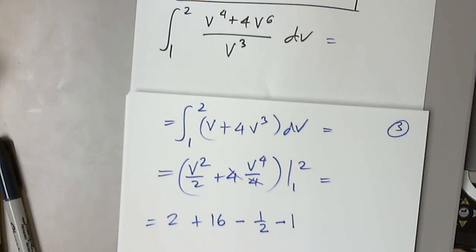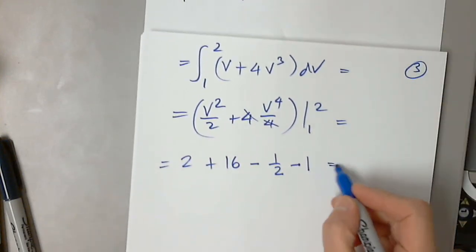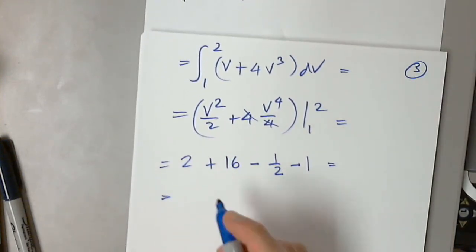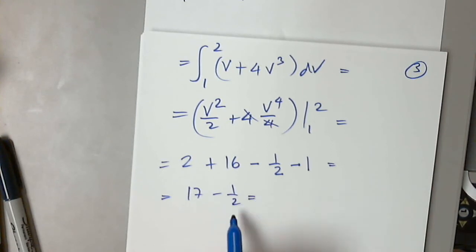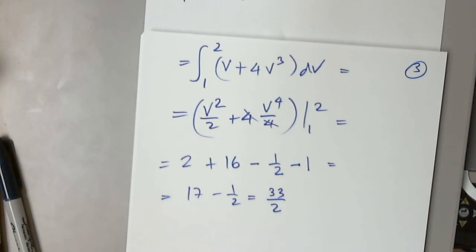It is sometimes safer to put parentheses before you distribute negative 1 so you don't forget. You must distribute negative 1 to both. So 4 divided by 2, and then 16, and then minus when you plug in 1. Since both terms are positive, they will become negative. Is this okay so far before we finish it up? Yes? Okay. So this is 18 minus 1 is 17. 17 minus 1/2 is 34 minus 1, 33 divided by 2.